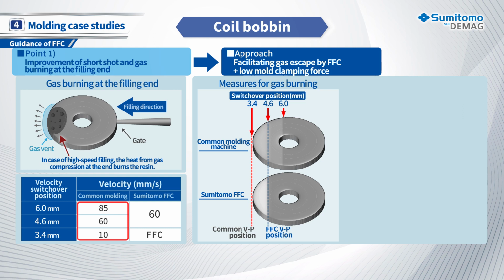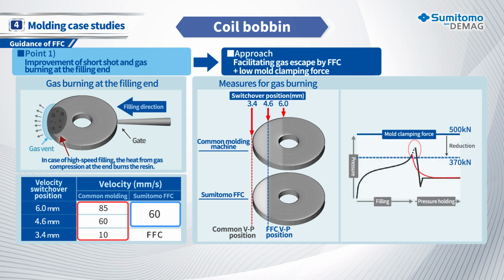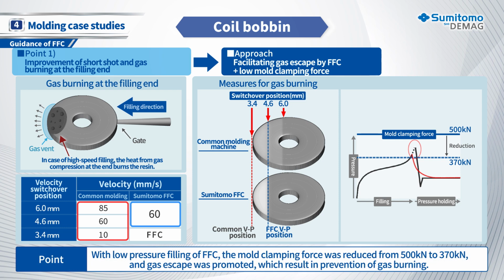On the other hand, when FFC was used to fill gently with the viscoelasticity of the resin, gas escape was facilitated. Moreover, by taking advantage of low-pressure filling, the mold clamping force could be reduced from 500 kilonewtons to 370 kilonewtons, and the material burning was improved by further enhancing the effect of gas escape.